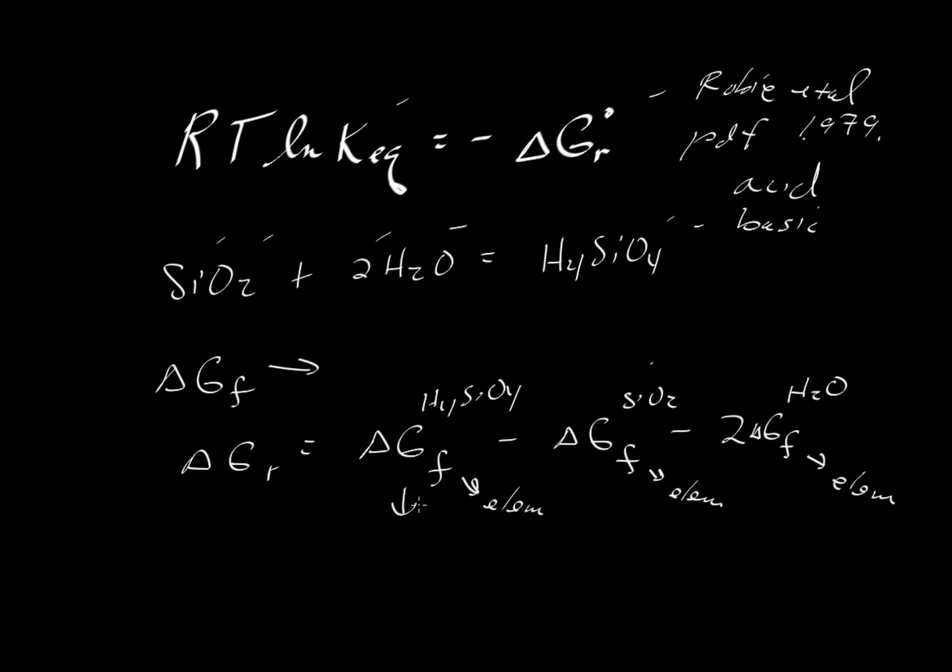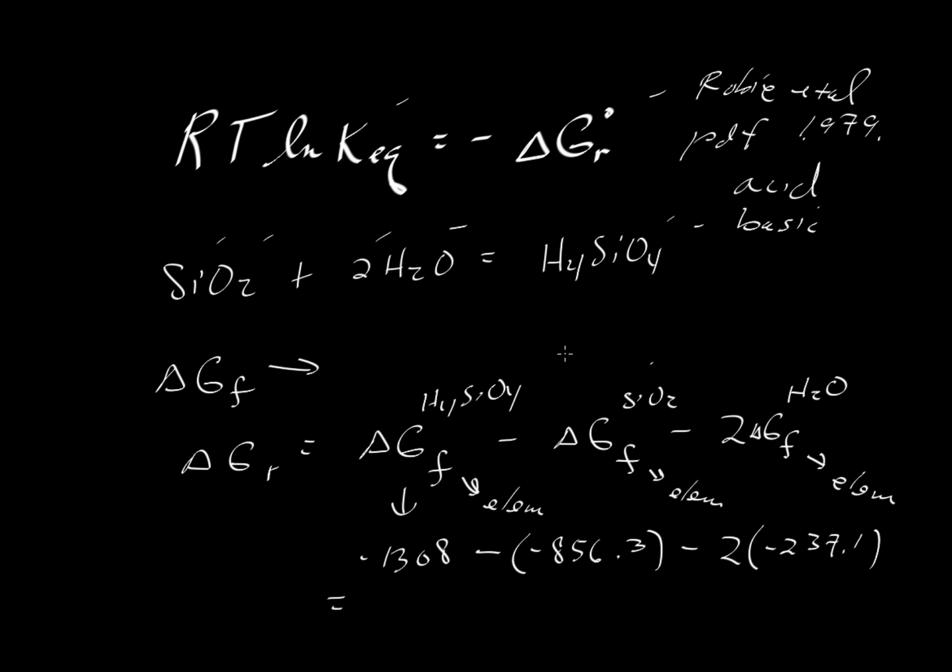So this fellow here from the tables is about 1,308 kilojoules per mole, and from that we will subtract minus about 856.3 kilojoules per mole, and then minus 2 times about 237.1 kilojoules per mole. Let's take that sum. We'll do it on the next board.